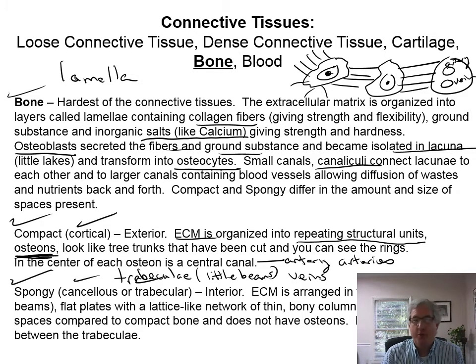So bone is a hard connective tissue because it has mineral salts, calcium, and there's two types: compact and spongy bone.